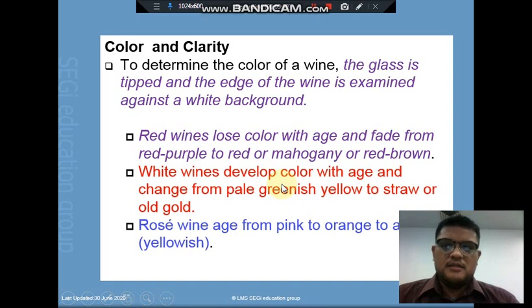Color and clarity: usually when wines are aged, red wines will lose color. It will go from red purple to red brown. White wine will develop color with age. The longer it is kept in the bottle, it will turn into either greenish yellow or old gold, meaning from a bright color into a darker color.